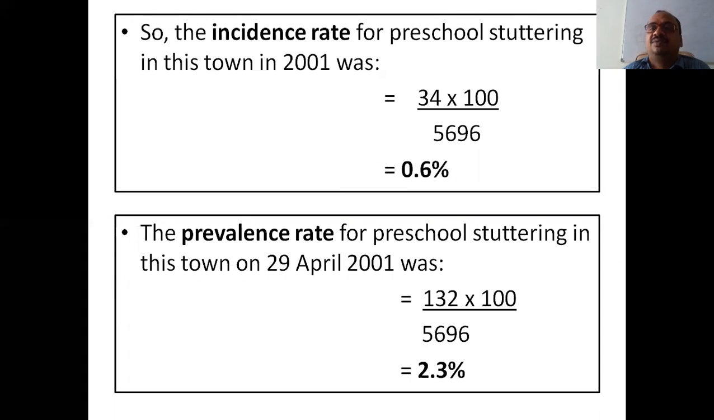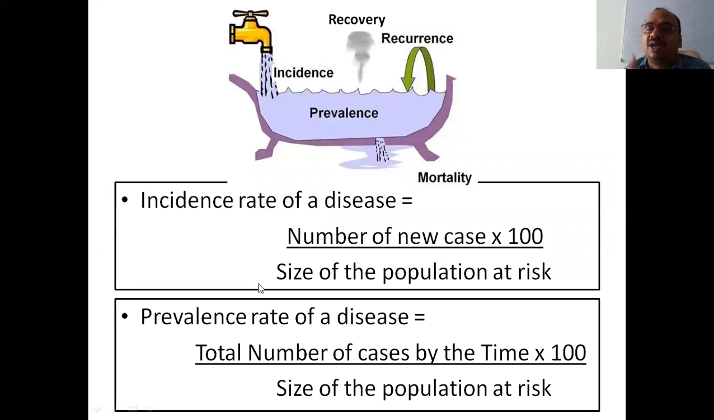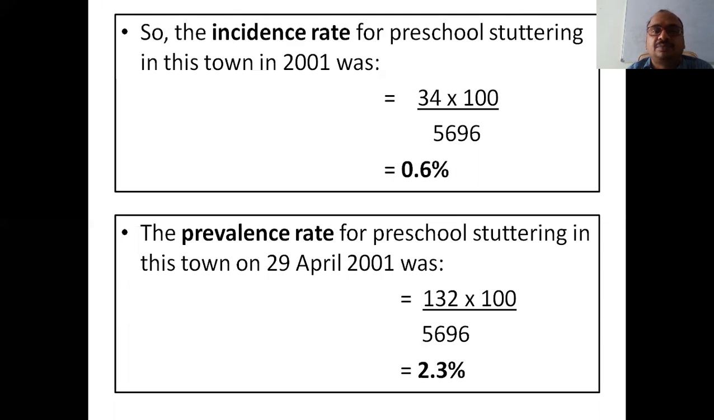Incidence rate. This is the formula I have already shown. The same formula we are using: number of new cases into 100 divided by size of the population at risk. So incidence rate, see, 34 new cases into 100 divided by total cases 5696. So incidence rate is equal to 0.6 percent. You have to use the percentage here because we used 100, no. So that's why you have to use the percentage 100.